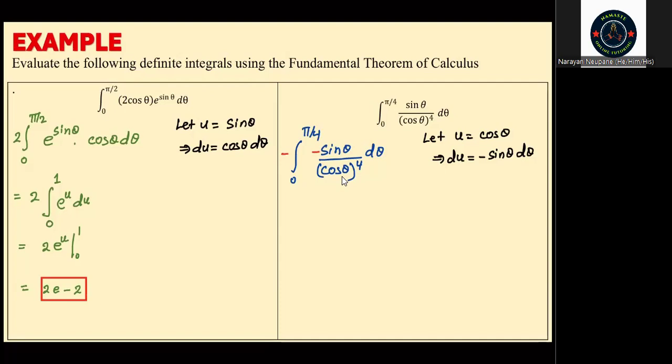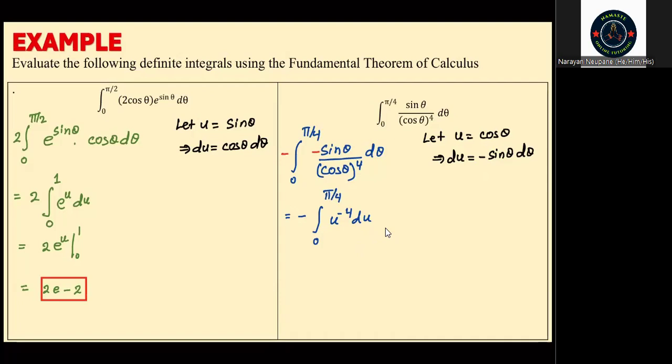So that means this will be equal to negative, integral from 0 up to pi over 4. We have u to the 4 in the denominator, because if we make the substitution, that will be u to the 4. But u to the 4 in the denominator is the same as u to the negative 4. And then in the numerator, I have negative sine theta d theta. And you know that negative sine theta d theta is du. Now we can easily integrate this.